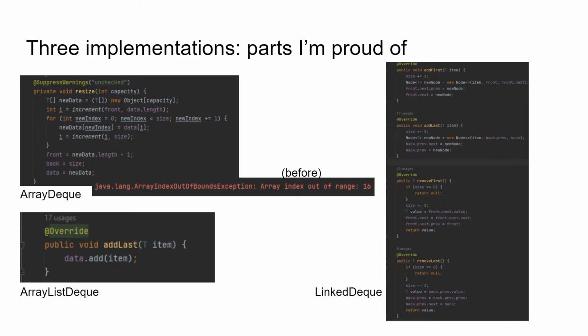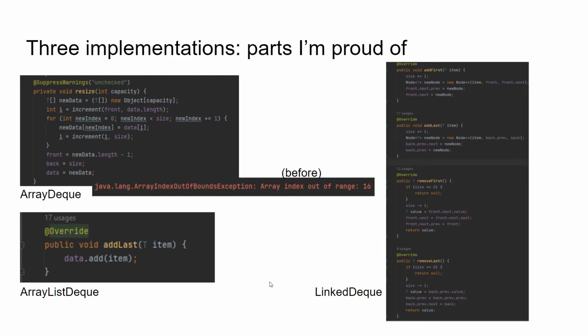So for ArrayListDeque, I guess what I was proud of for this class was just how simply methods like add last could be done, because you could just give all the work to the ArrayList class. So something like this method could just be written in one line.